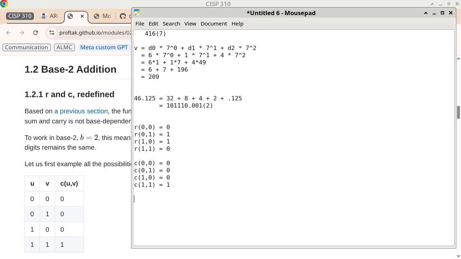If you look at the carry function in base 2, and I look at x, I look at y, I look at the carry of xy, and this time x, y are just single digits. Maybe I should go back to the convention of u, v so that we don't get confused about xy versus uv. It's not going to be a big deal. We have a 0 here, a 0 here, a 0 here, and a 1 here.